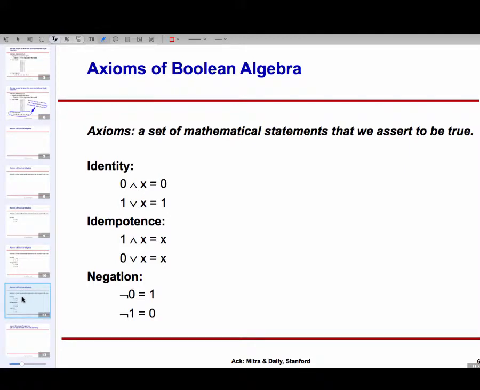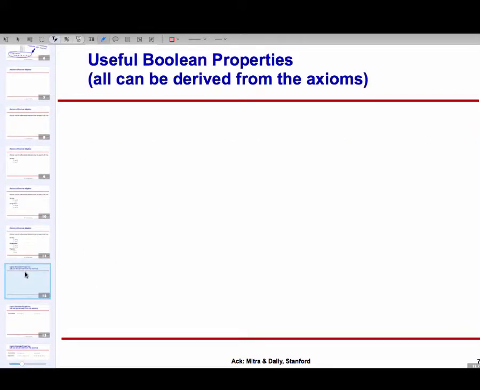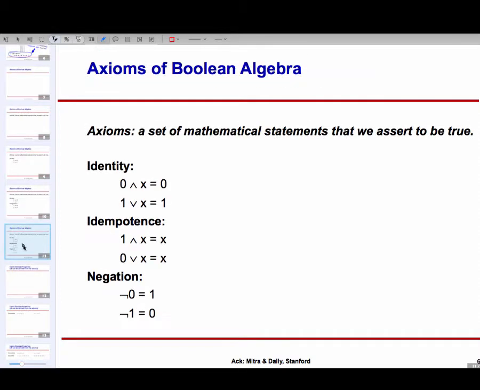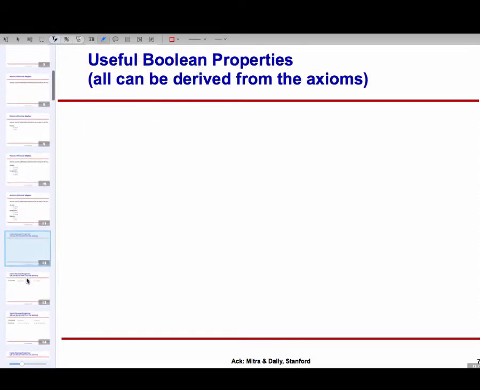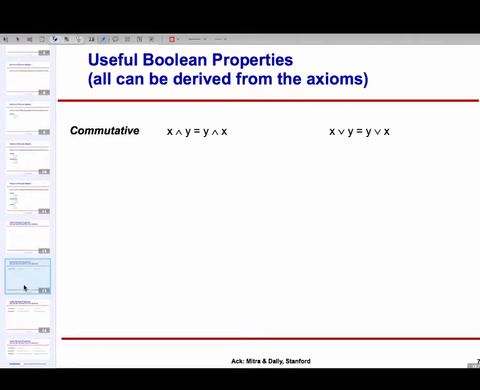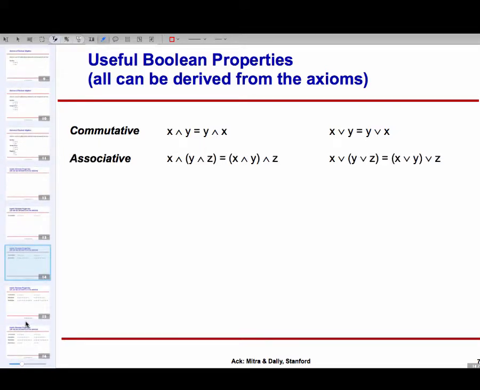So these are the properties of 0 and 1 now. And then just from these three axioms, one can derive a whole bunch of other properties. Commutativity, you have all seen it in arithmetic and algebra. x and y is y and x. x or y is y or x. So you've seen the equivalent in arithmetic.